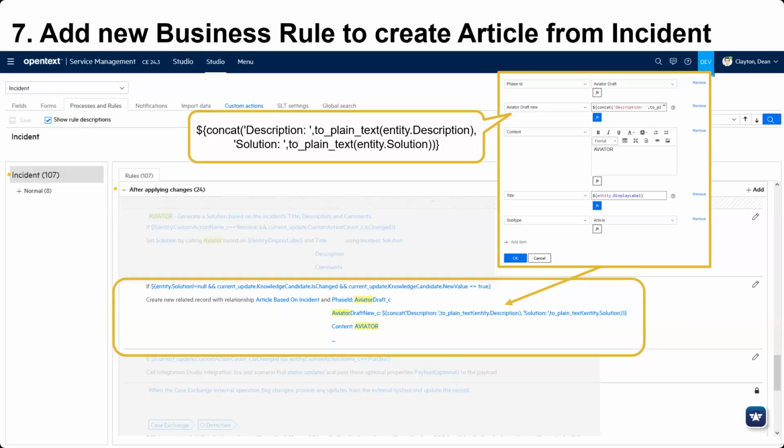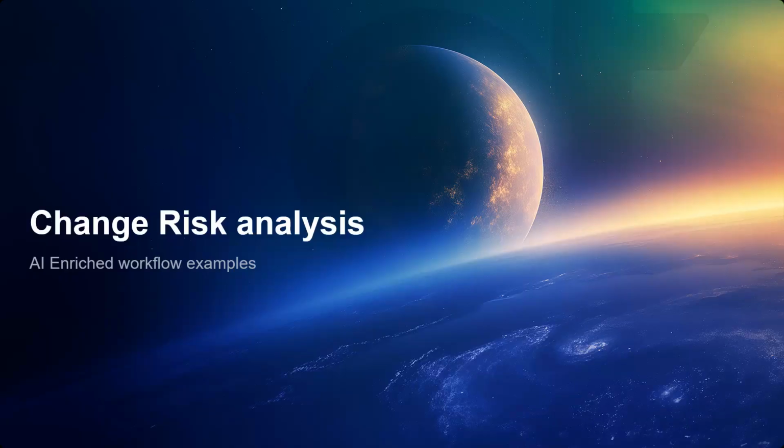We've set the content to Aviator as part of our trigger for going to the Aviator phase. We're setting the title based on the display label of the incident as a starting point. Setting the subtitle's article, and you can see we're also setting the phase ID to Aviator draft. So bypassing the normal setup, but that's allowing us to then trigger our Aviator business rules and populate all that data. All right, hope that was useful.